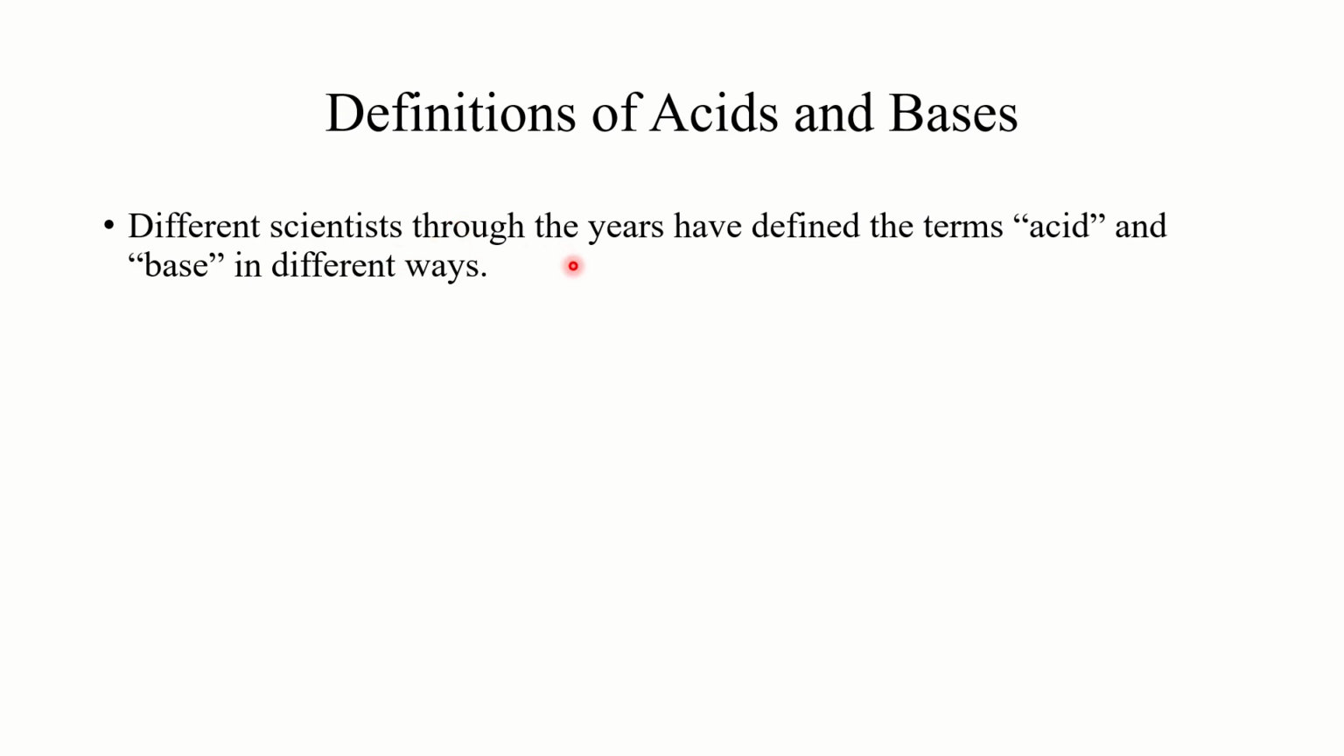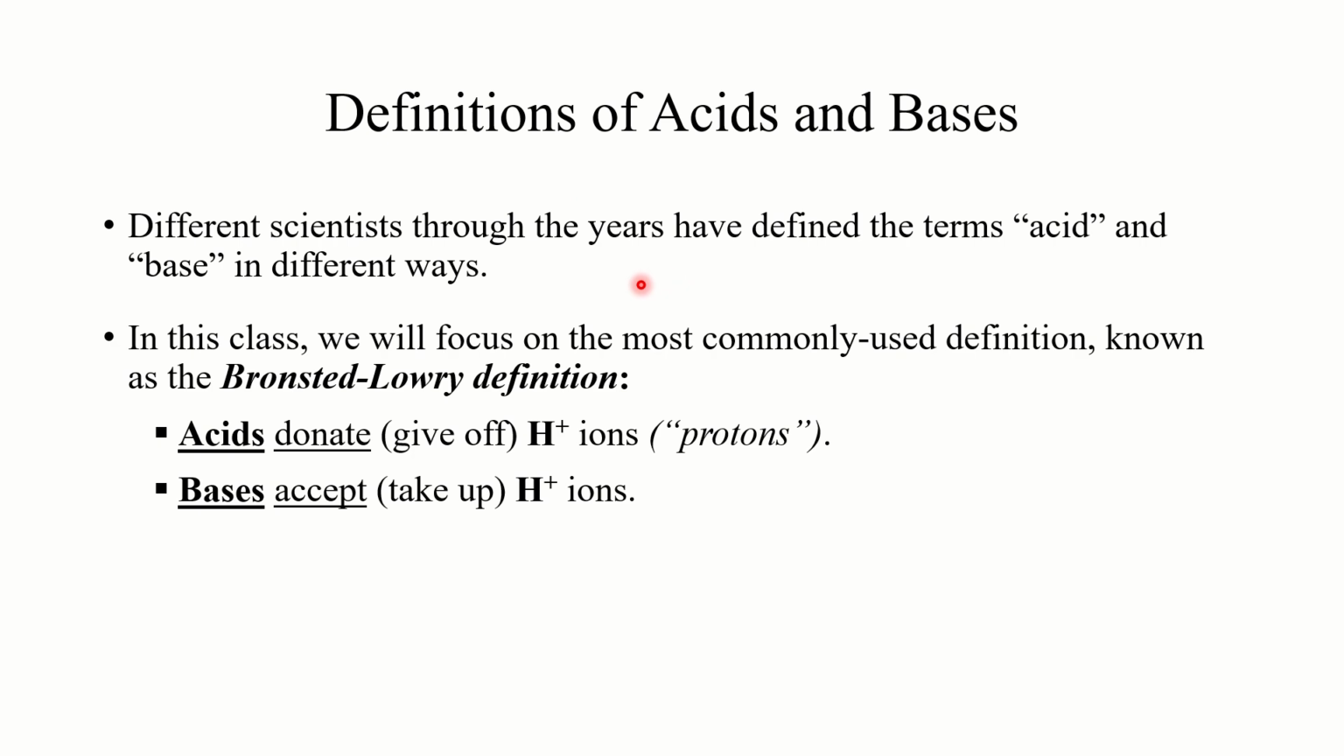All right, now onto the definitions of acids and bases. Different scientists through the years have defined the terms acids and bases in different ways. In this class, we're primarily going to focus on the most commonly used definition, which is known as the Bronsted-Lowry definition. In the Bronsted-Lowry definition, we define an acid as a species that donates or gives off an H+ ion or proton. Bases then accept or take up H+ ions.